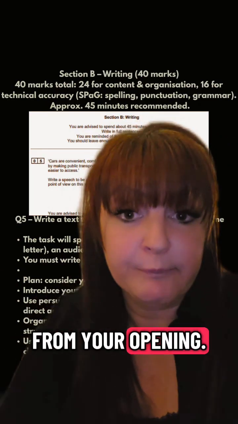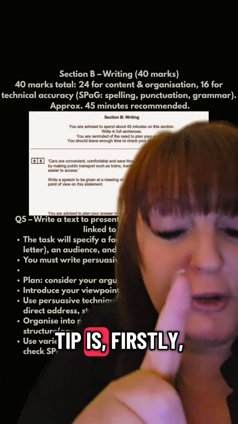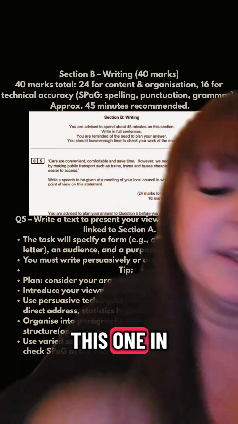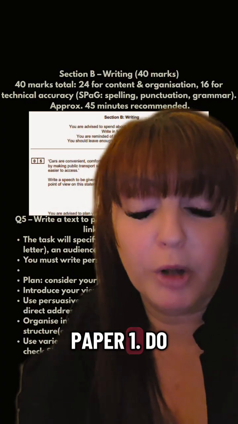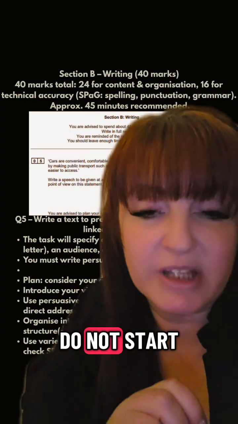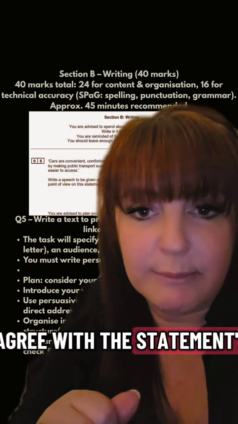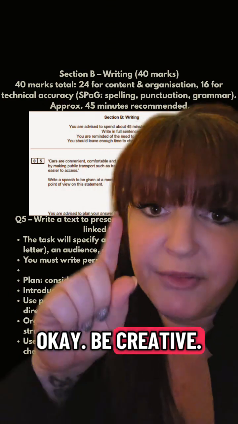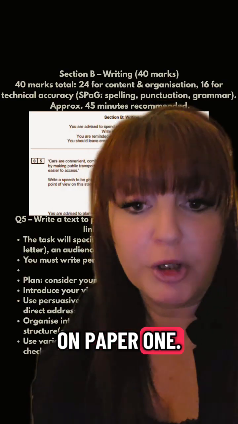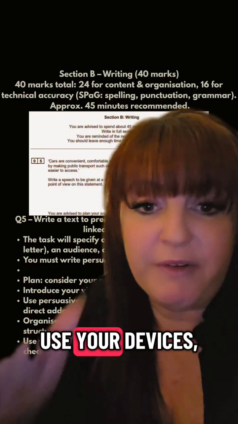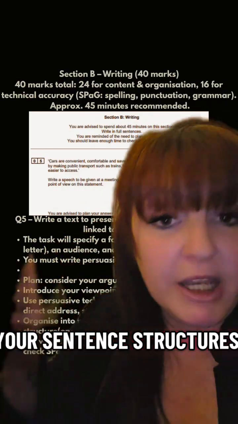and repeats something from your opening. Now, the biggest tip with this is firstly, they give you this one in a statement, and lots of people confuse it with question 4, paper 1. Do not make that mistake. Do not start with, I agree with the statement. No articles start with, I agree with the statement. Okay? Be creative. The mark scheme for this is exactly the same as the mark scheme for question 5 on paper 1. So be creative, use your devices, use your ambitious vocab, your punctuation and your sentence structures, and you can't go wrong.